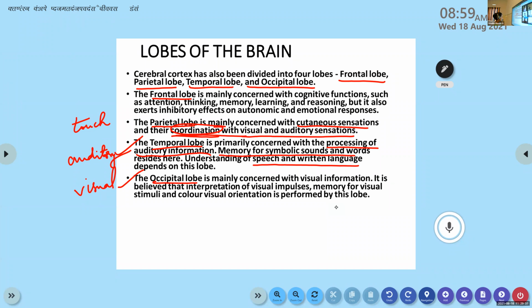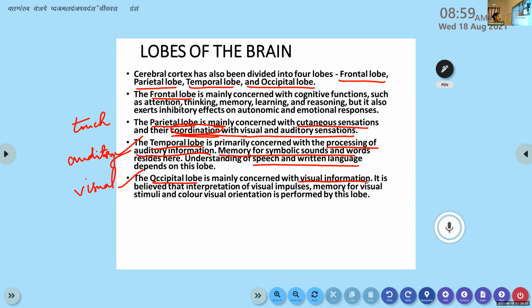Now, the last one is the occipital lobe. The occipital lobe is mainly concerned with visual information. It's connected with the eyes. It is believed that interpretation of visual impulses or visual stimuli, memory for visual stimuli, and color visual orientation is performed by this lobe.